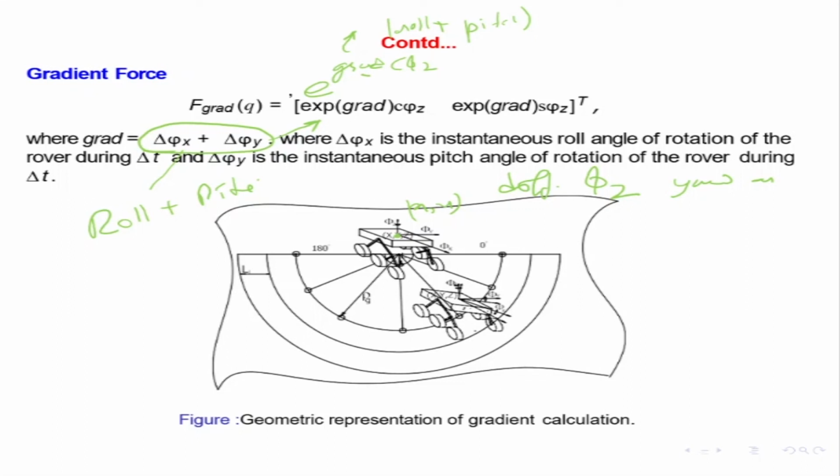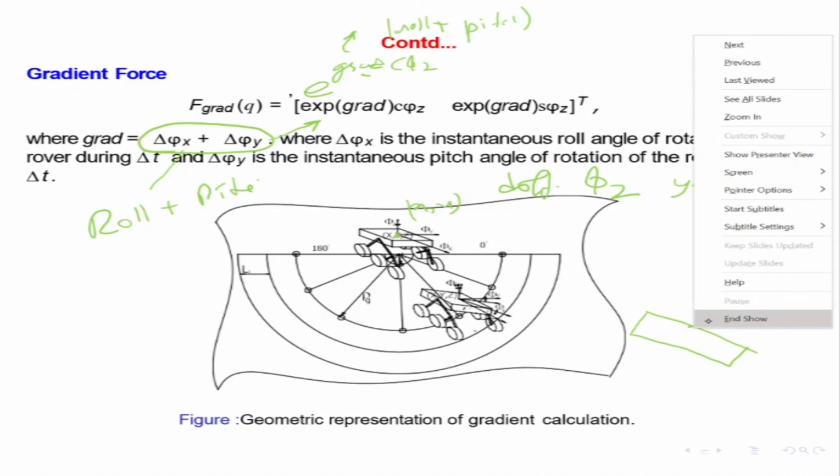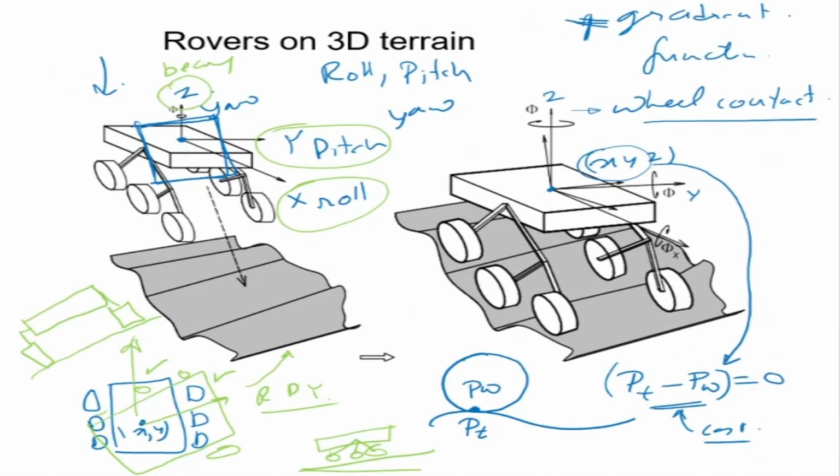Okay, so if it's going up or it's going down. So if it is going down like this, for example, the robot is going down like this. So this is my pitch angle, right? So that's the pitch angle.